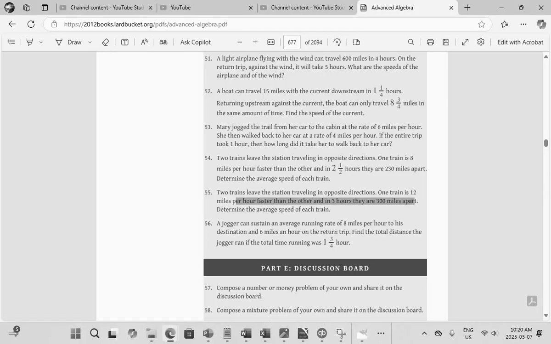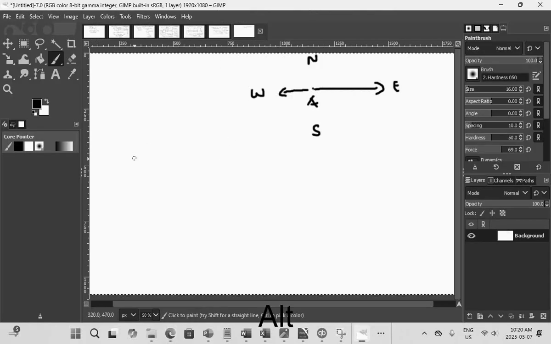All right, so now what you want to do is figure out two equations to solve this word problem. We know that they're 300 miles apart in 3 hours, so 3x equals 300 miles apart. So what is your x? Your x will be 300 divided by 3, which will be 100 miles. Even though they're traveling in opposite directions, they're covering a distance of 100 miles in 1 hour.